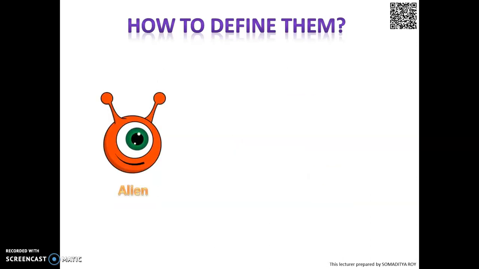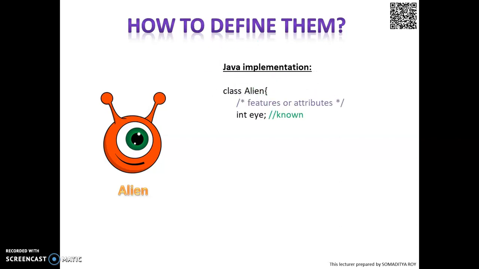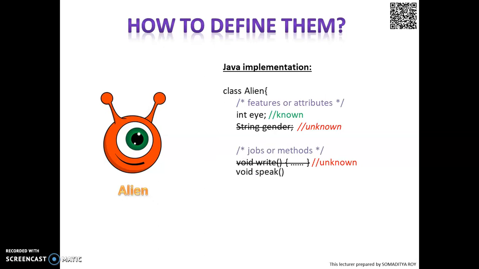Now let us focus on alien. Well, as far as the feature is concerned, alien too has eye, which is known, but we have no idea about the gender, so we are not going to include that. Now what about the jobs? As far as write is concerned, we have no idea about that particular method, so we are not going to include that.